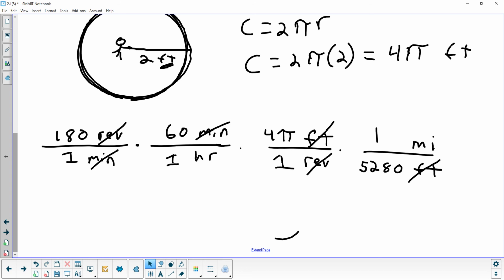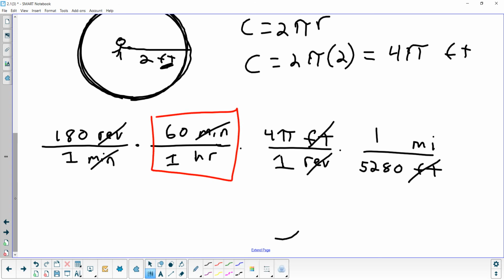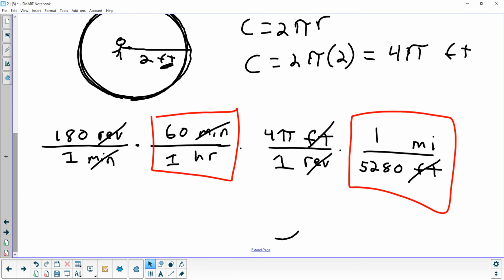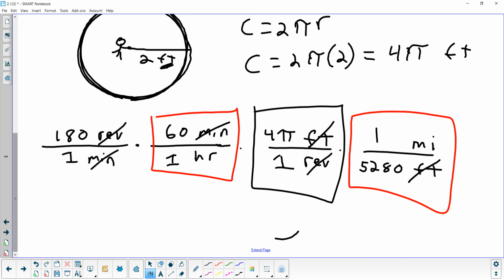Okay, so this conversion, standard, never changes. It's always 60 minutes in an hour. This conversion, very standard, never changes. It's always 5,280 feet in a mile. This conversion is different. Different in every problem. You have to use the circumference formula to figure that one out. Any questions on that before we multiply?